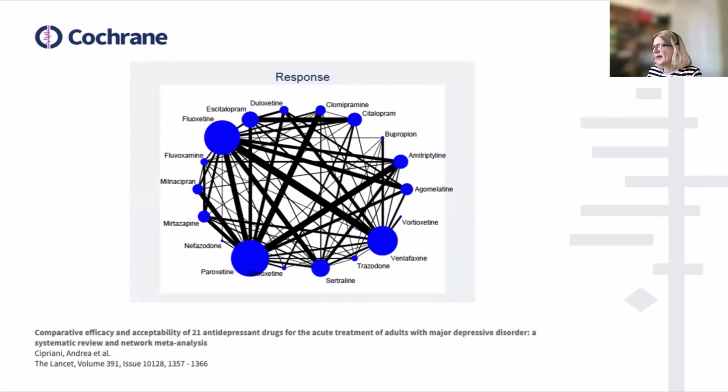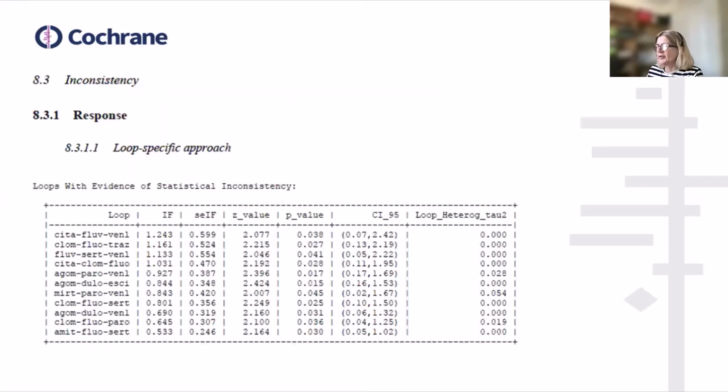Finally, here's an example of a network meta-analysis in which the authors found some inconsistency. This network plot is from an NMA published in The Lancet in 2018, looking at antidepressant drugs for adults with depression. It relates to the outcome of response to treatment, a dichotomous outcome, and it includes data from all the head-to-head comparisons of the different antidepressants. The authors state that they found 11 loops with inconsistency out of 140 possible loops, and these are shown here.